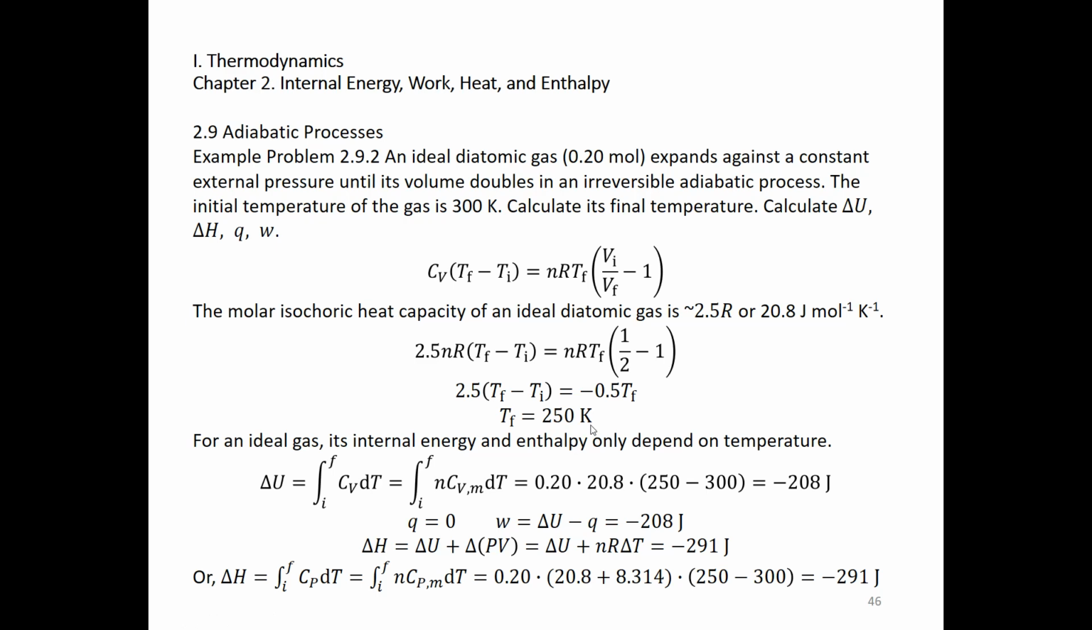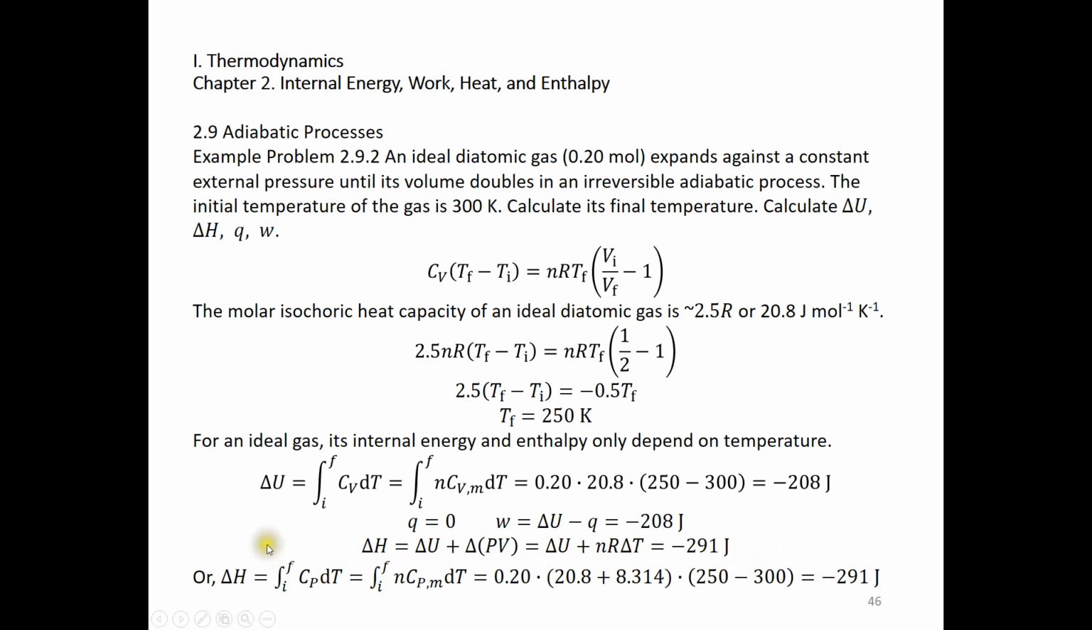Now for ideal gas, its internal energy change is simply the integral of CV dT. And then we plug in the numbers, so we get this number. Q is 0, W is delta U minus Q, so W is equal to delta U. Delta H is just delta U plus delta PV. Delta PV is just nR delta T. So we get this number.